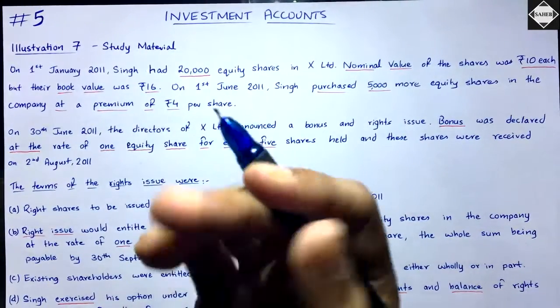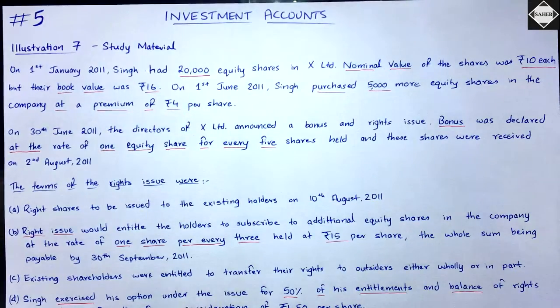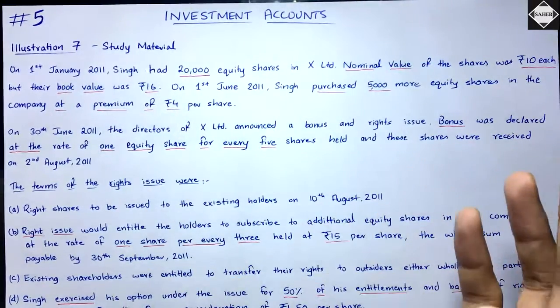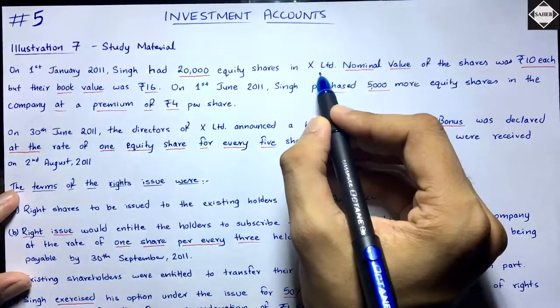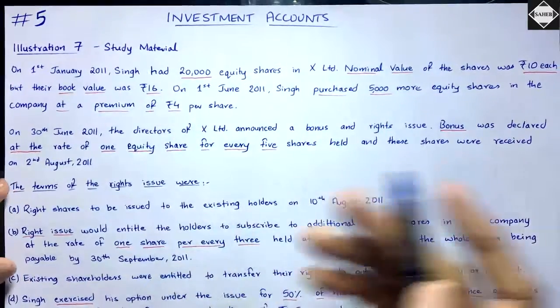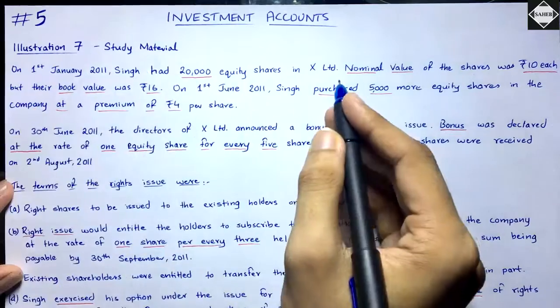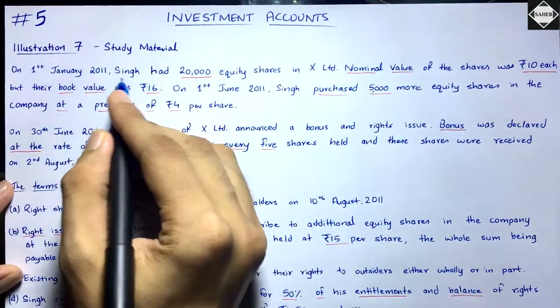Now the investor can be a company, a person, it can be anybody. But here we have to see it from the point of view of the investor, because we are doing investment accounts, not issue of shares or buyback of shares. Don't see it from the point of view of X Limited, the issuing company. You have to see it from the point of view of Mr. Singh, the investor.